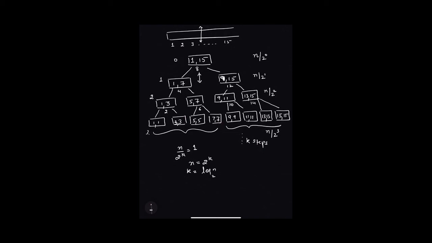Now, you also have to check that at every step, I am executing n elements. In this portion of the tree, you are executing n by 2 elements. In this portion of the tree, you are executing n by 2 elements, which totals n. Similarly, in this portion of the tree, you are executing n by 4, and in this, n by 4, and when you sum them up, you get a value equal to n.